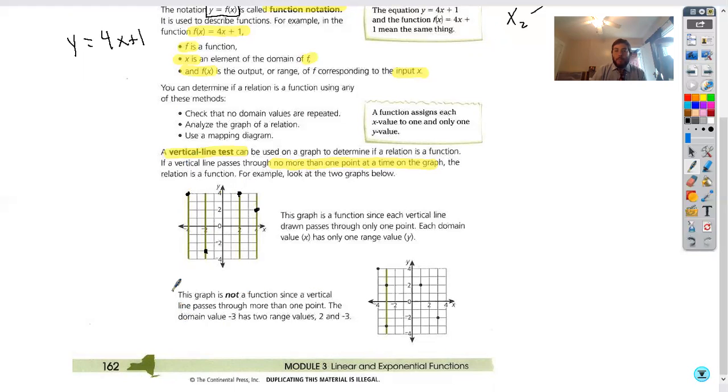However, if we take a look at the second relation, which is made up of these points here, if you notice, the line that they drew at x equals negative 3 has two y values that it hits. So this does not pass the vertical line test because it hits two points in this relation. So this would not be a function.